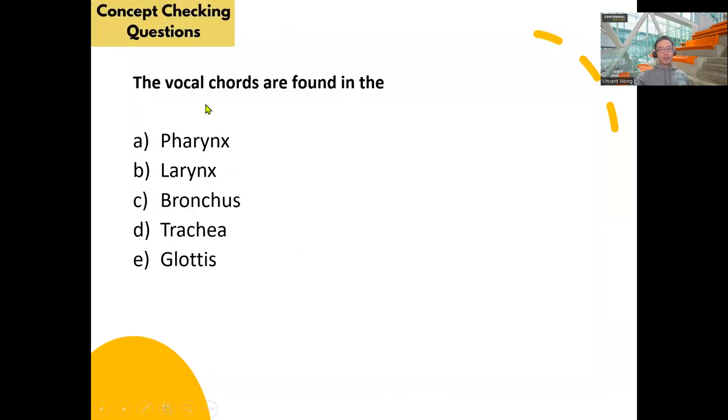Okay. The vocal cords are found in, hopefully you know the answer to this one. I'm not going to do the poll. The vocal cords are found in the larynx. If you confuse the pharynx and the larynx, which is common, just remember when you're singing, la la la la la, that's the larynx. And that's where the vocal cords are, which allows you to produce sound. The pharynx is the back of the throat. This is the voice box.